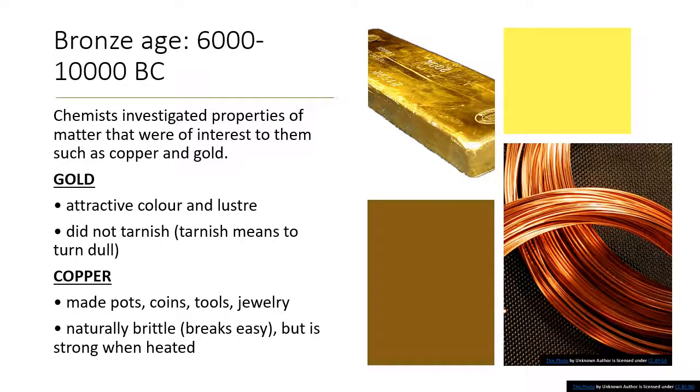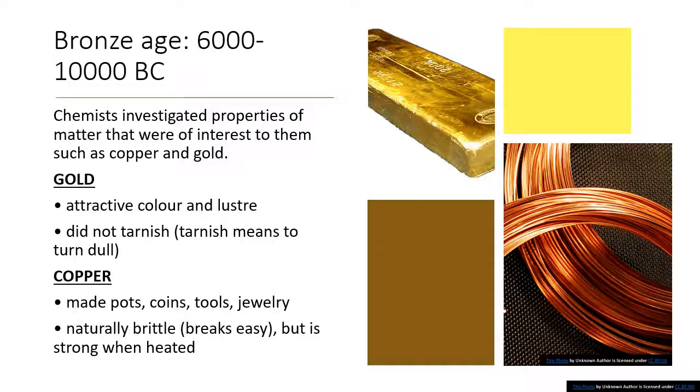So now we go to the Bronze Age, which was from 6000 to 10,000 BC. Chemists investigated properties of matter that were of interest to them, like gold and copper. Gold was used to make jewelry due to its color and shine, and it didn't tarnish. It was used for currency and for coins as well. Copper was used to make pots, tools, coins, jewelry, and later, after discovering its properties when heated, to create a metal called bronze. Bronze is just tin and copper heated, and they meld together.